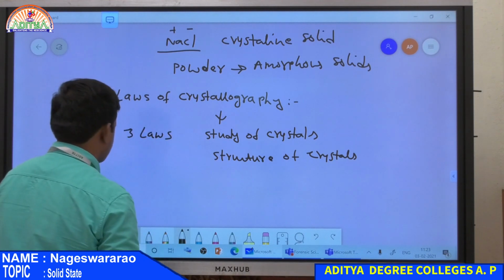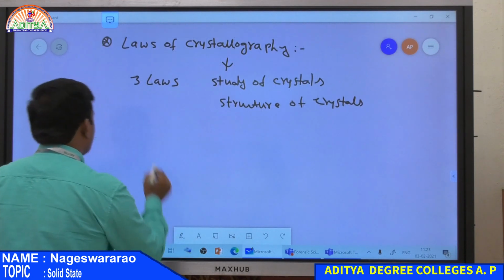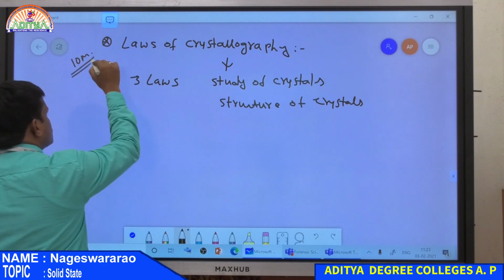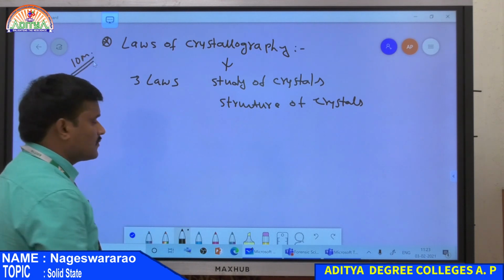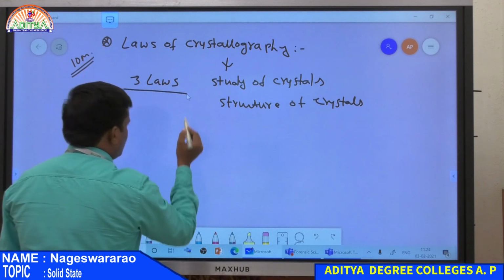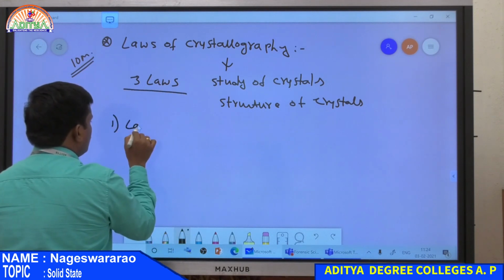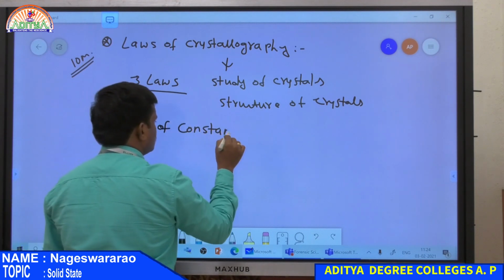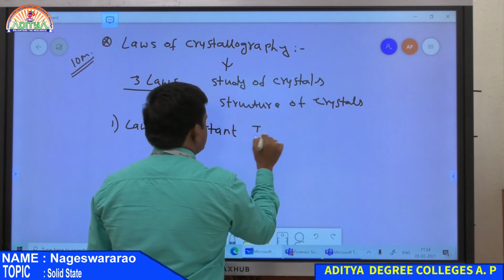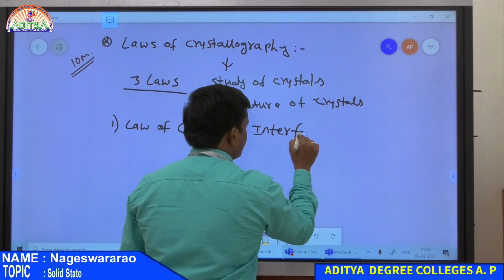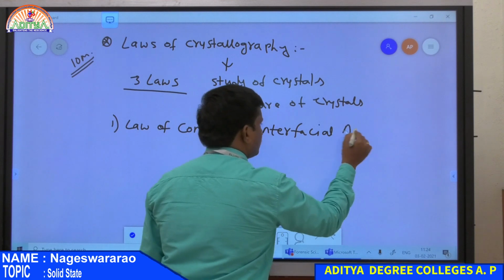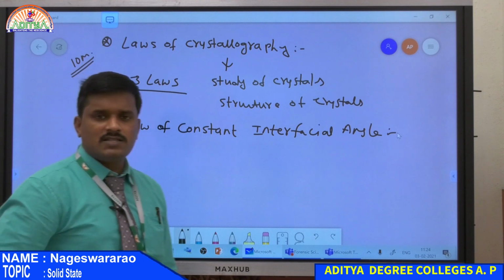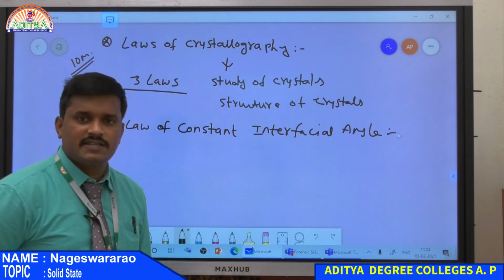This is an important 10 marks question in your syllabus: laws of crystallography, an essay question. There are three laws. The first law is the law of constancy of interfacial angle, or law of constant interfacial angle.